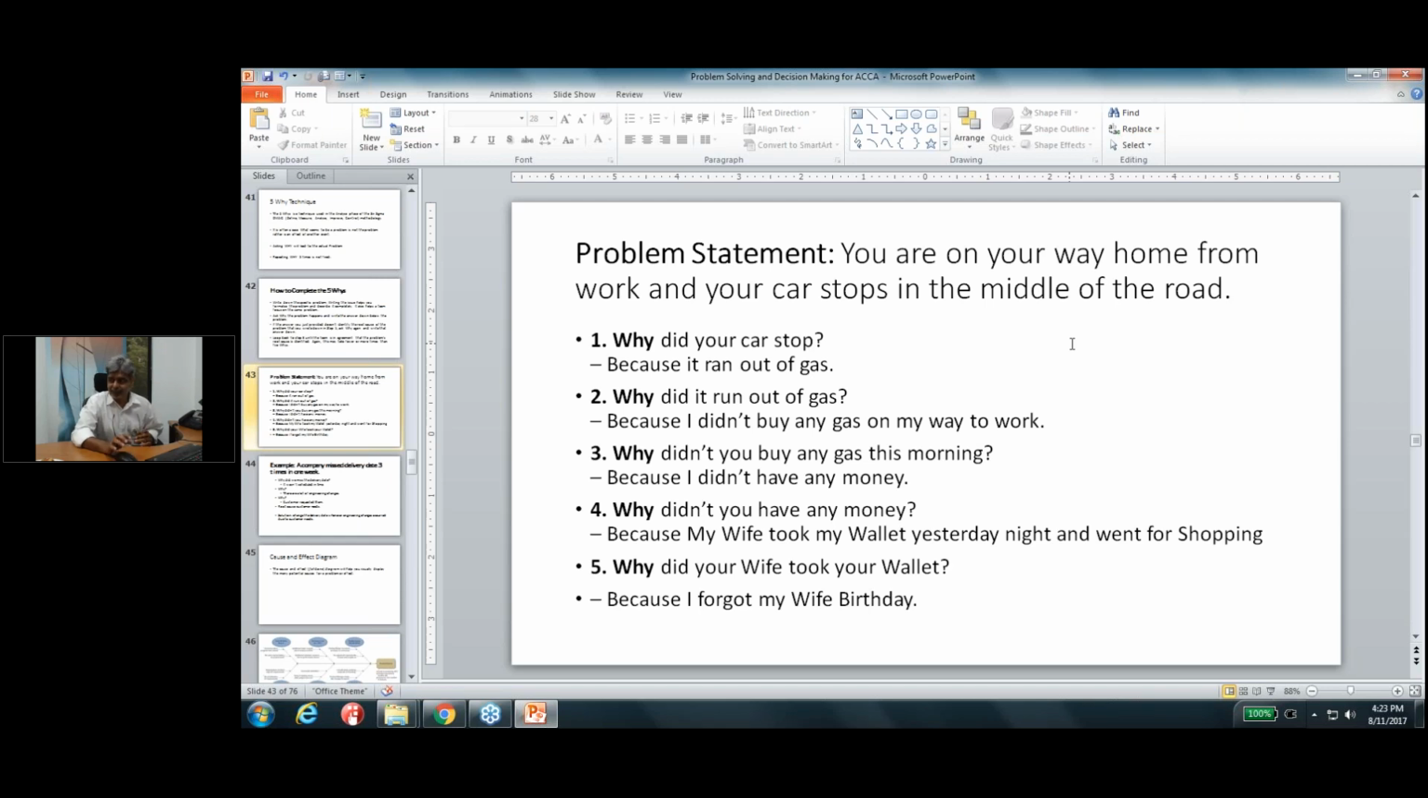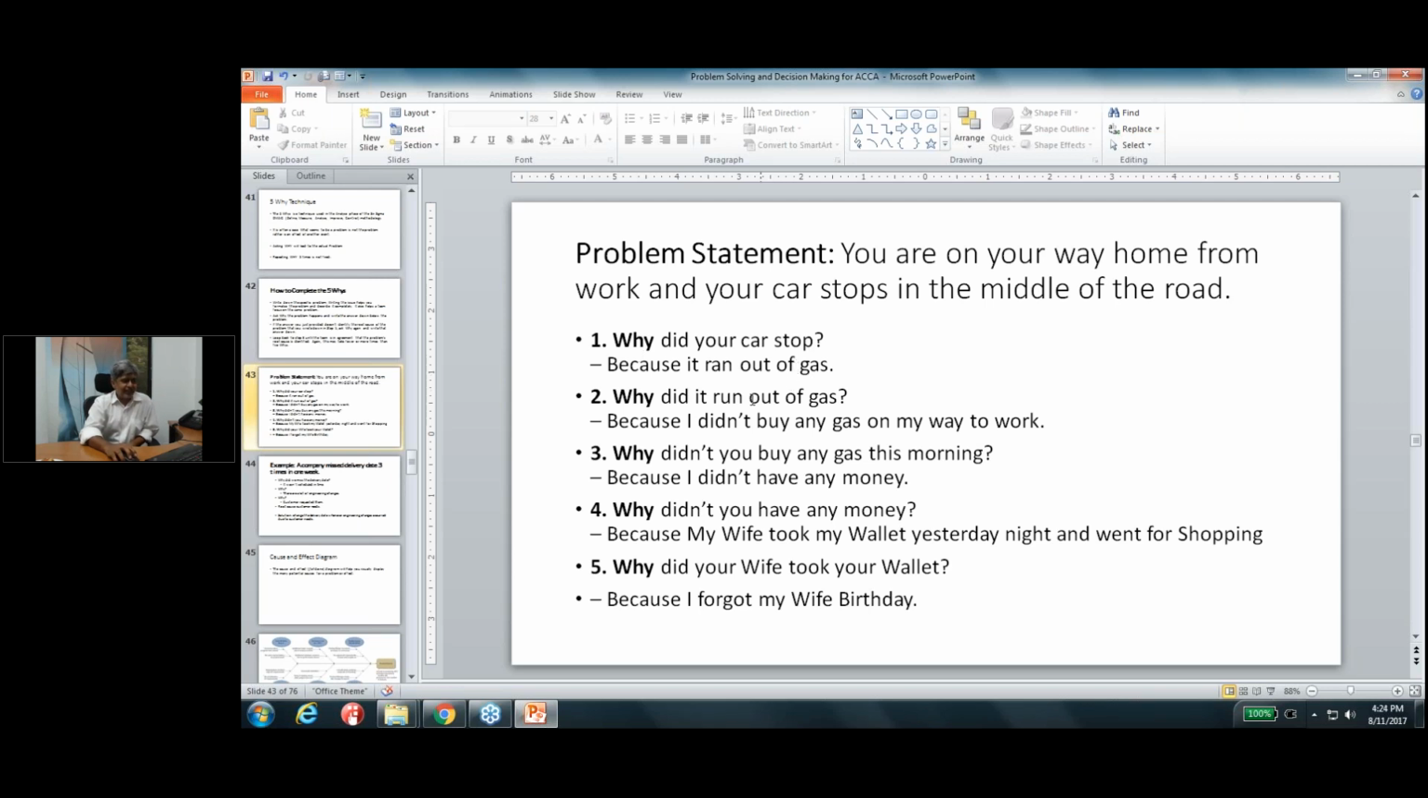So that is actually the problem you are facing right now. But in order to identify the root cause of this particular problem, ask why did your car stop? The first answer is because it ran out of gas. That is a possible answer to this question.